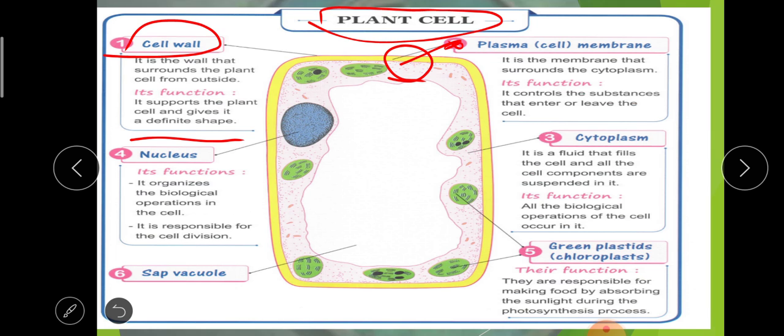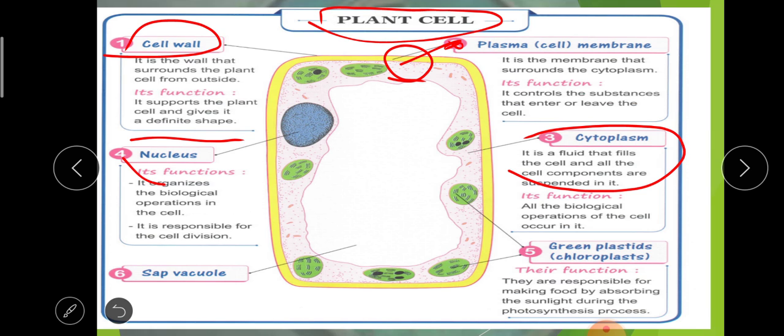So the cytoplasm is a fluid that fills the cell, and all the components of the cell are suspended in it. Also, the function of the cytoplasm is that all the biological operation of the cell occurs in it, like respiration, growth, excretion, and so on.